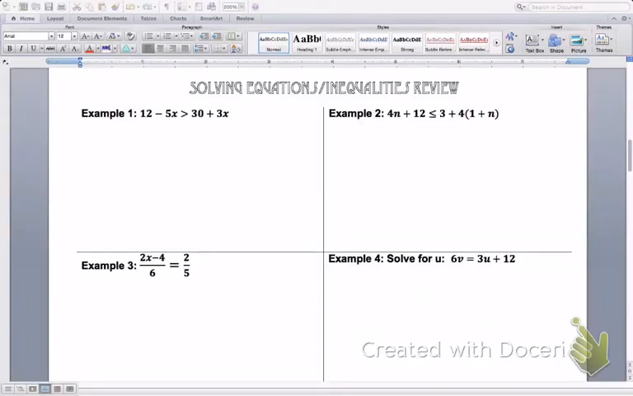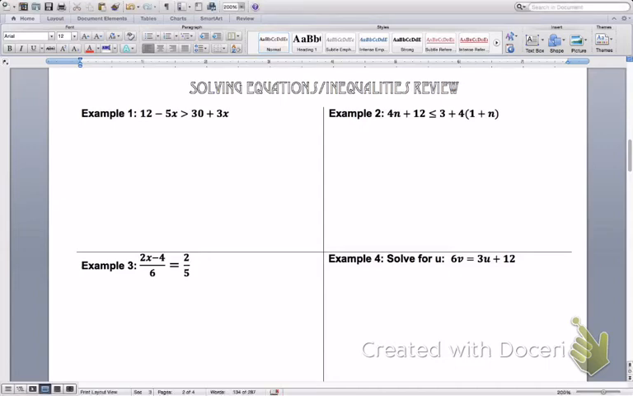So here we have the second review, which is on solving equations or inequalities. So again, focusing on our main steps, always check distributive property first, then combining like terms. Just like with an expression, we do the same thing with an equation or an inequality. So we always start with a distributive property or combining like terms. So let's go ahead and start with the first one.